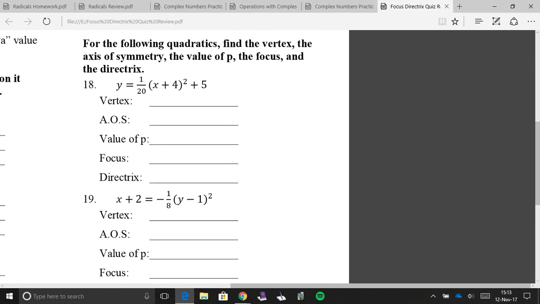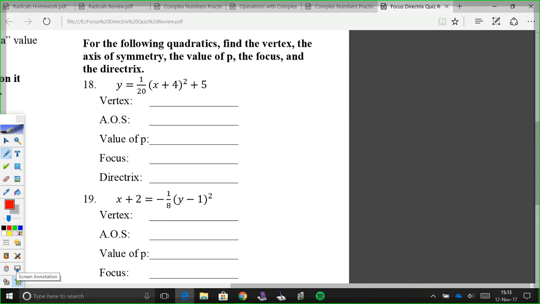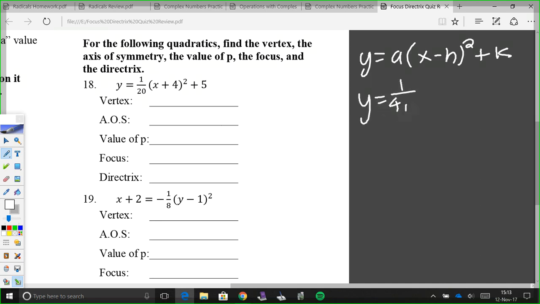So here, number 18, I need to find the vertex, the axis of symmetry, the value p, the focus, and the directrix. So the vertex, we already know how to do this. Remember our vertex form? We wrote it a second ago: y equals a(x minus h) squared plus k. That's the vertex form we're used to. We're changing it a little bit for this formula, changing the a to be 1/4p. Everything else is the same, except I'm making my a more specific because this is how I'm going to find my p value in a minute. My a value is technically 1/20, but I'm going to use that 20 to find p in a minute. But the vertex is h, k.